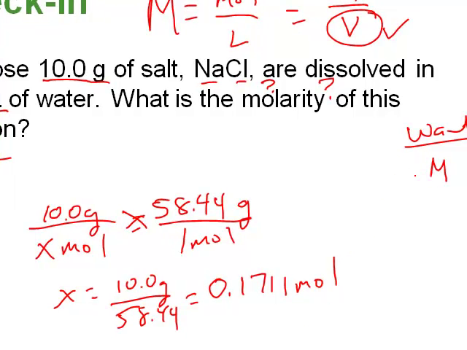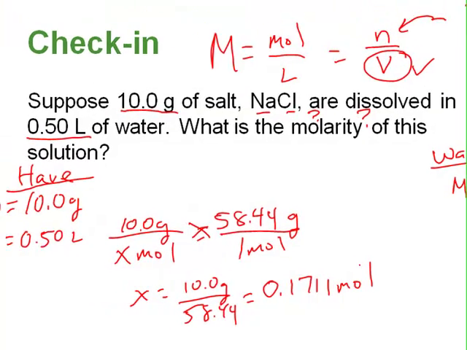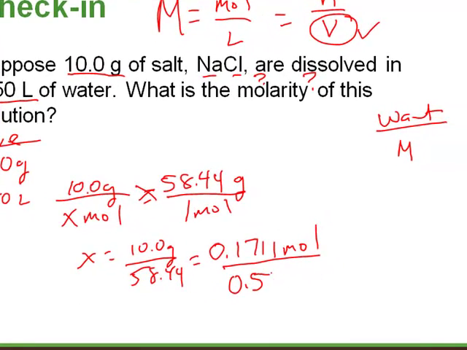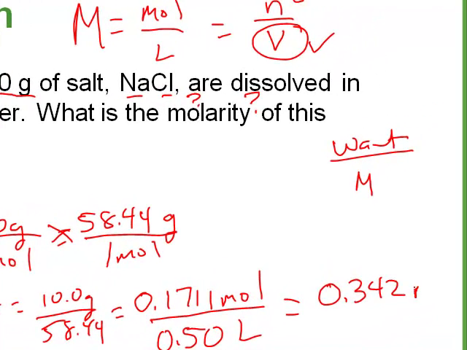Now to find molarity, I check. Is moles and molarity the same thing? No, moles and molarity are definitely not the same thing. They will never be the same thing, even though they sound similar. So we've got moles. We want molarity. What do we have to divide that by? The 0.50 liters. So we take that, divide it by the liters, and then we get 0.342 molar. And that should be our answer.